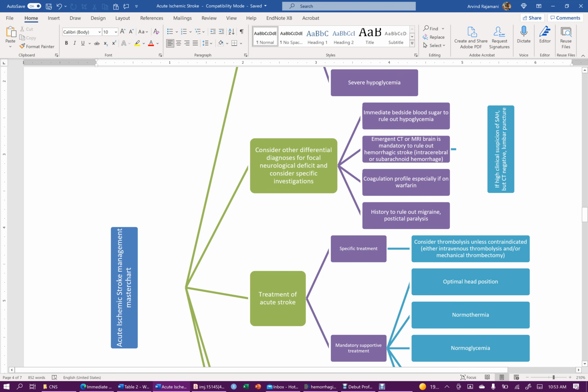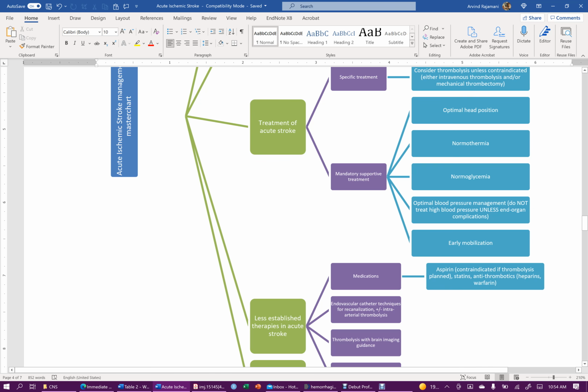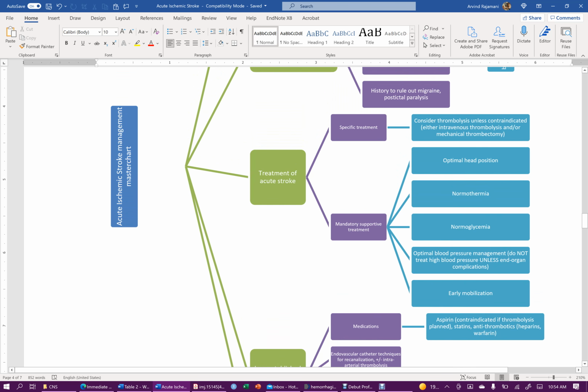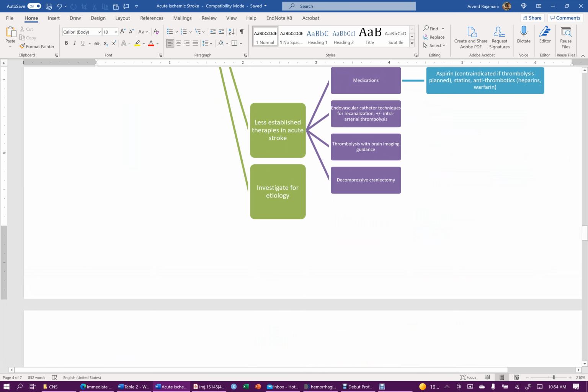Just consider some of the differential diagnoses. If somebody presents with focal neurological deficits, consider some specific investigation just in case you're missing something. And then the treatment of the acute stroke itself can be divided into specific and some of the supportive treatments, and then some of the less established treatments and the cause of the stroke itself.